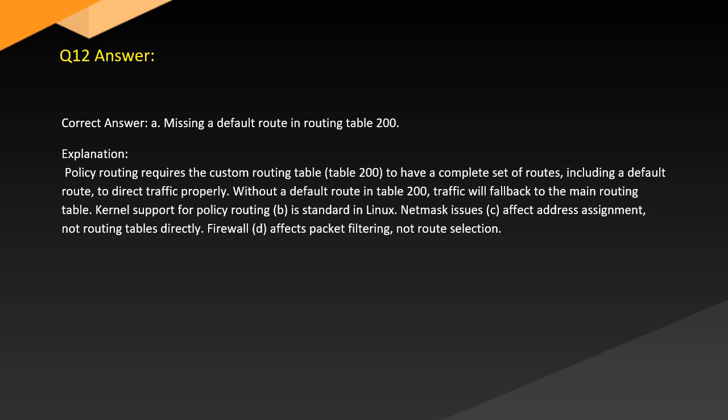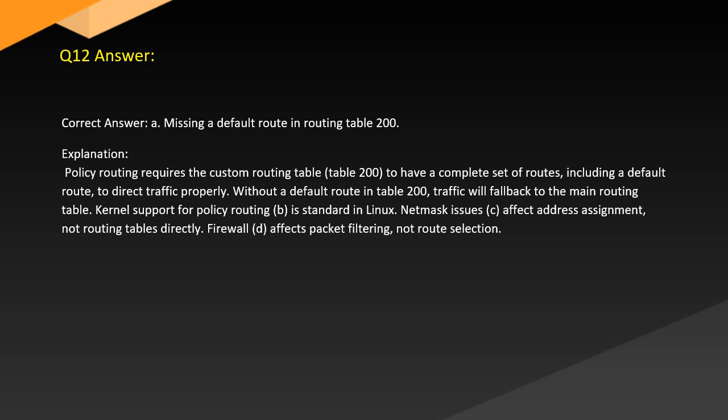Answer. Correct answer: A. Missing a default route in routing table 200. Explanation. Policy routing requires the custom routing table 200 to have a complete set of routes, including a default route to direct traffic properly. Without a default route in table 200, traffic will fall back to the main routing table.